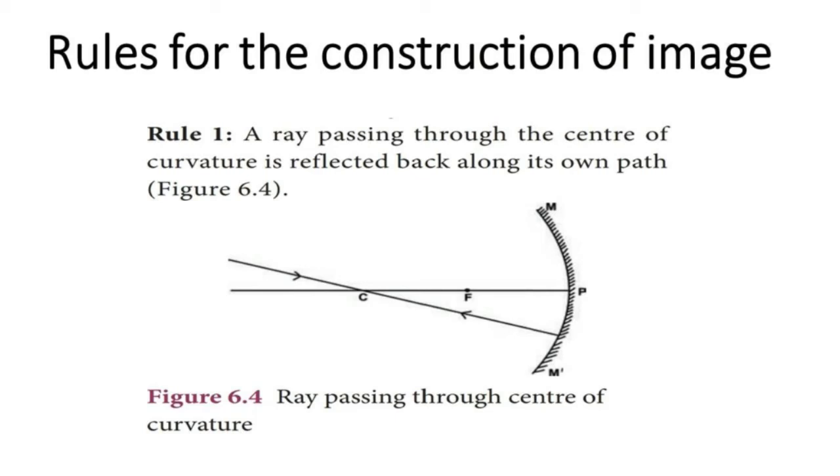Rule 1. A ray passing through the center of curvature is reflected back along its own path. That is shown in the figure. The center of curvature is represented by the letter C, the focus point is represented by the letter F, and P is the pole. Okay.